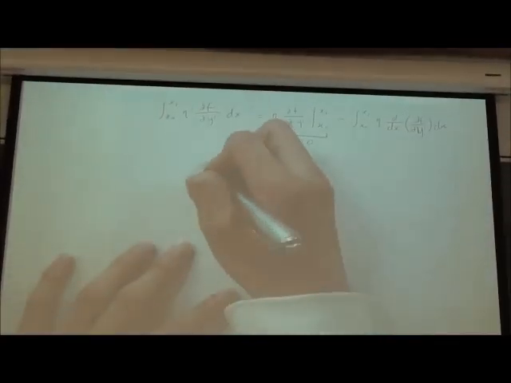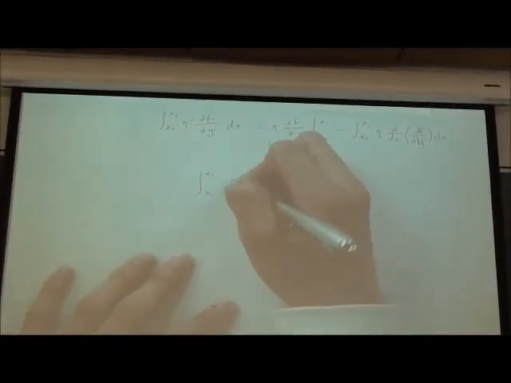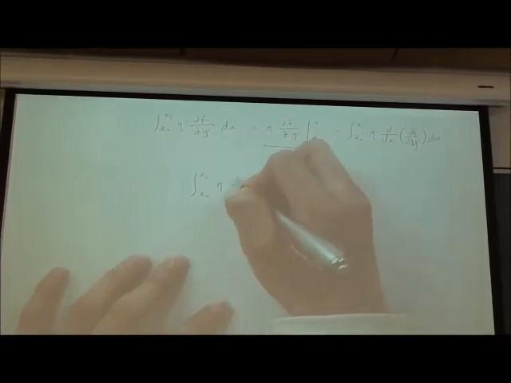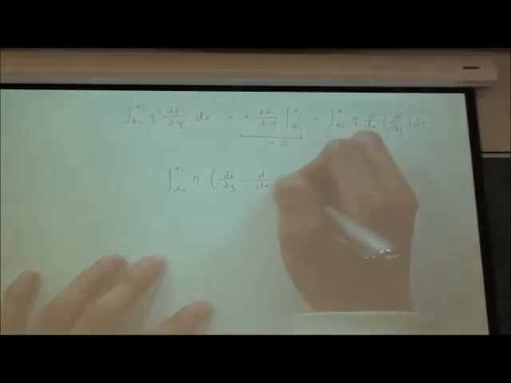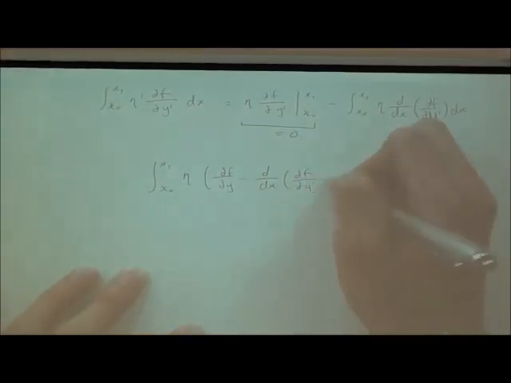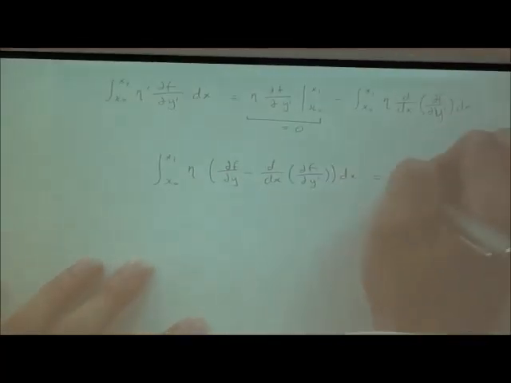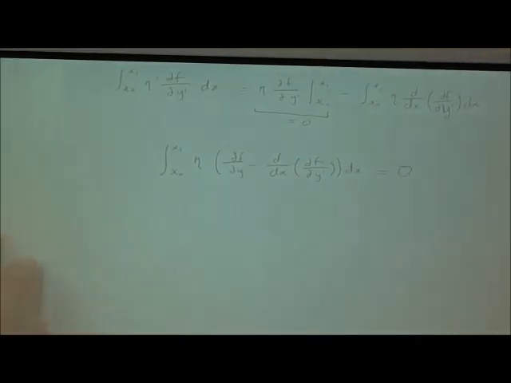And by substituting this into our first variation expression here, we get the integral from x0 to x1, factorizing out eta, of partial f over partial y minus d on dx of partial f over partial y prime. This expression equals 0. So I'll also write this on the board here.